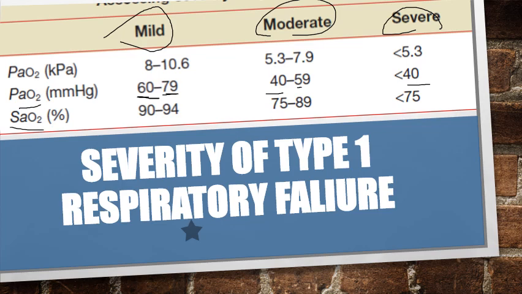As regards saturation, when it's between 90 and 94, it's mild. Between 75 and 89 is moderate. Below 75 is severe. So after we obtain the figure of PO2 and saturation below the normal value, we must categorize the patient as mild, moderate, or severe type 1 respiratory failure.